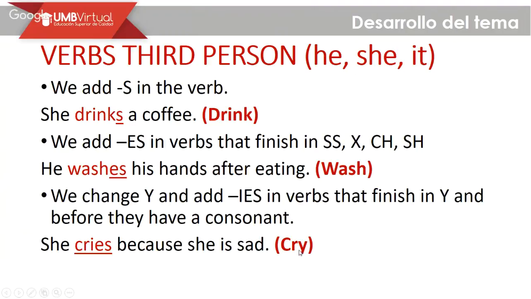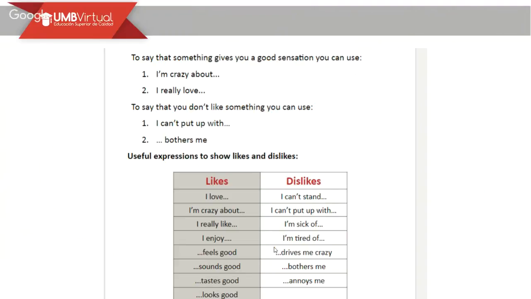Cry, consonant, or she cries because she's sad. En el caso de play, que también finaliza con Y, pero antes de esa Y tenemos una vocal, solamente vamos a agregar una S. And look at it, to say that something gives you a good sensation you can use: I'm crazy about, I really love. To say that you don't like something you can use: I can put up with, what bothers me.